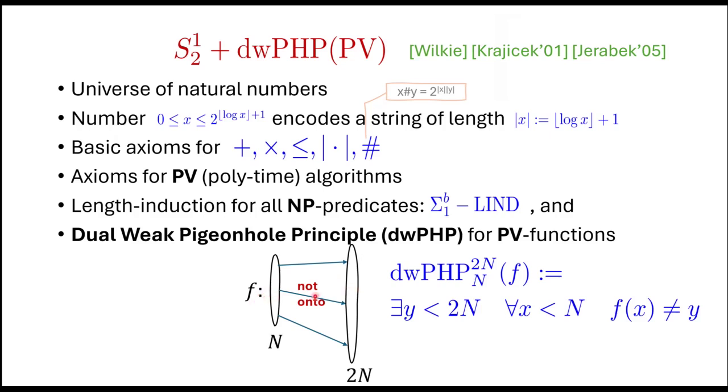Right? Because this is a function, if the domain is n, it cannot cover all 2n points. And this is how it is written logically: there exists a y smaller than 2n, such that for all x smaller than big N, f of x is not y.